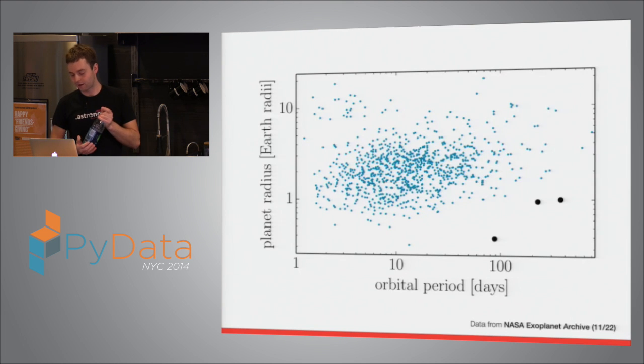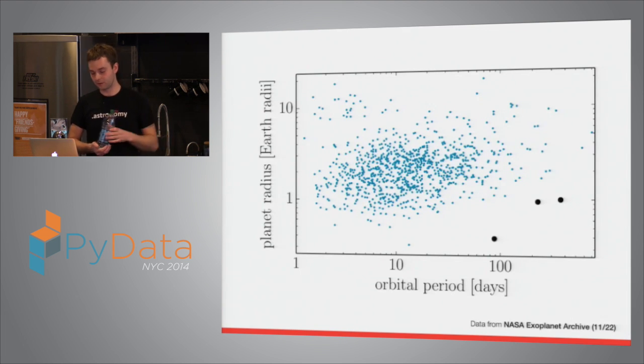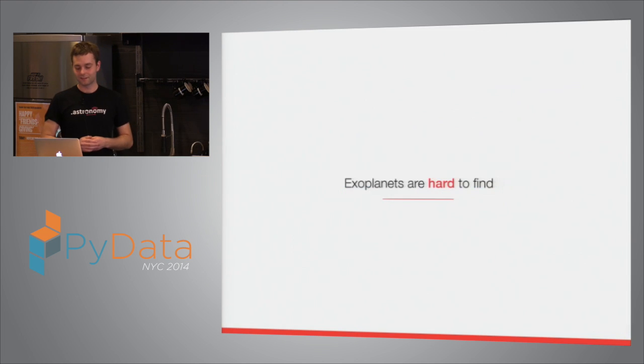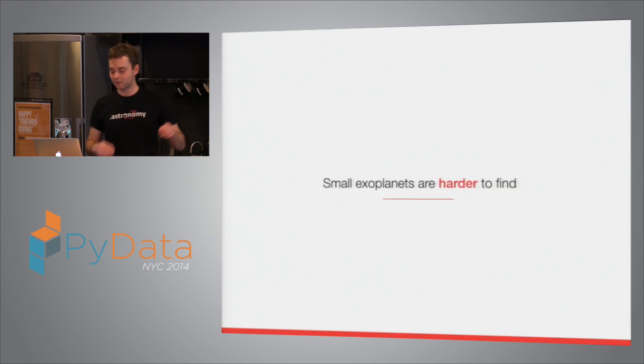So yeah, it would fall off. But they're also bigger, so they would also look like outliers. So why is that? I mentioned earlier that exoplanets are hard to find, and it turns out that small exoplanets are harder to find than the big ones.